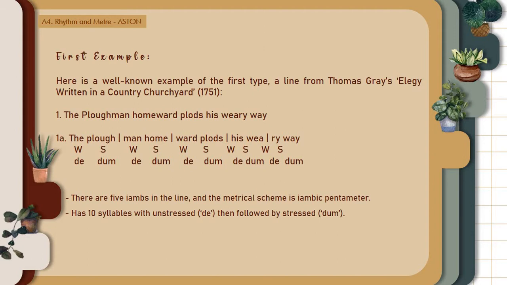Okay, so here is a well-known example of the first type, a line from Thomas Gray's Elegy Written in a Country Churchyard. The ploughman homeward plods his weary way, and it should read, the ploughman homeward plods his weary way, or more or less like that. As there are 5 iambs in the line, this metrical scheme is iambic pentameter. You can see that the line has an iambic pattern, because in those 10 syllables, an unstressed syllable indicated by di is followed by a stressed syllable indicated by dum. The stressed syllables determine the name of the line. Therefore, the line is called iambic pentameter, because the poetic foot is iambic and the number of stressed syllables is 5, which is called pentameter. Had there been 6 feet, it would have been iambic hexameter, or with fewer than 5, iambic tetrameter would have taken its place.